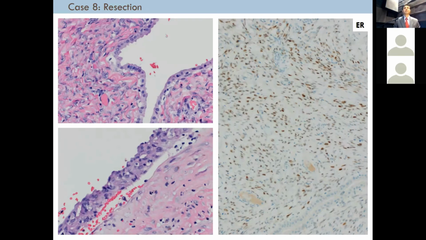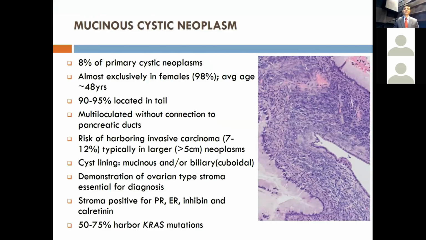It was entirely sampled. However, we were able to make the diagnosis of mucinous cystic neoplasm in this case by demonstrating estrogen-positive stromal cells. And this was a very unusual case where no mucinous epithelium was seen, but these cases have been reported. This neoplasm occurs almost exclusively in females, although some cases have been reported in males, and I've seen it myself. We had a case that occurred in a male patient.